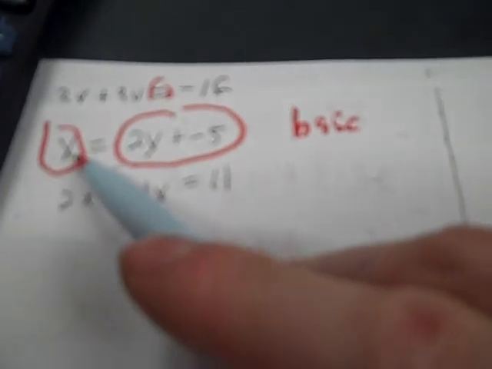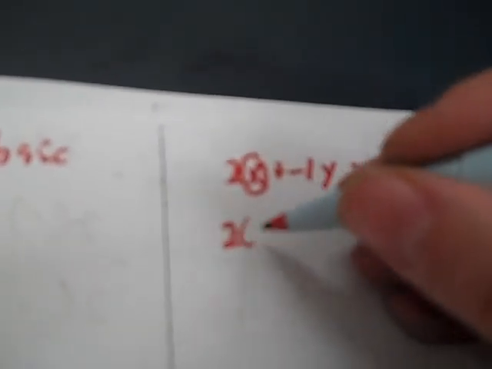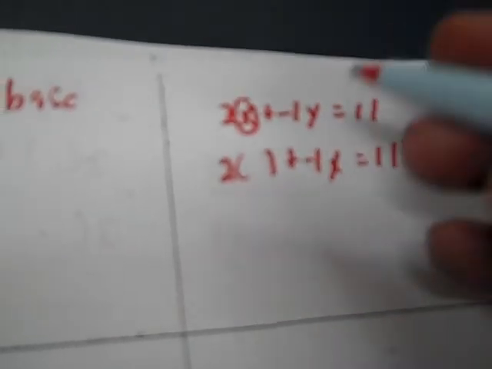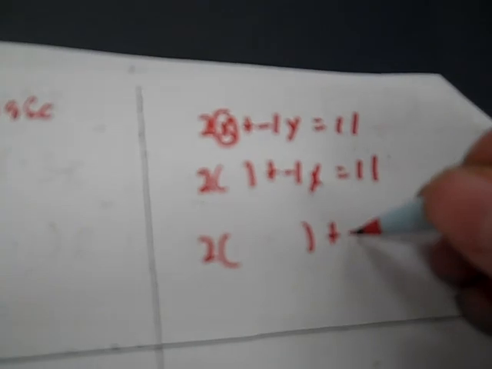Okay, x doesn't have anything in front, so this works as the base. It's the only thing on this side of the equals, so I box it, go to the other side, and bubble it. All right, so write your other equation, 2x plus negative 1y equals 11, okay? So it's x in the box, so x is what I replace. And then 2 empty parentheses plus negative 1y equals 11. Now widen that parentheses. Okay.